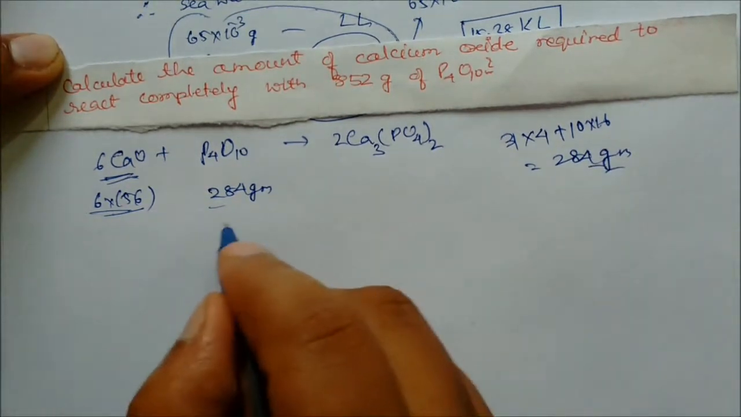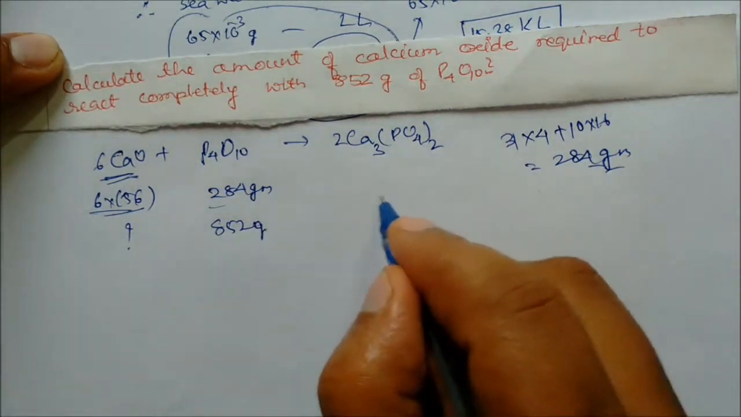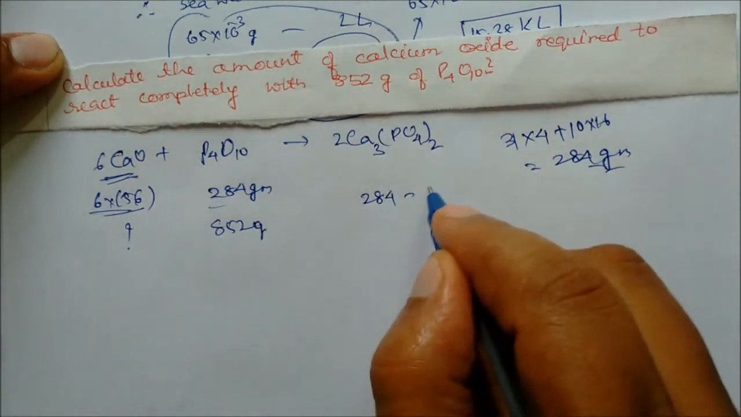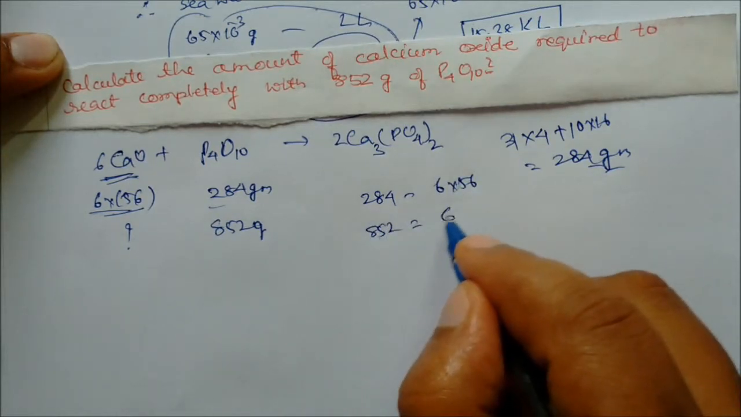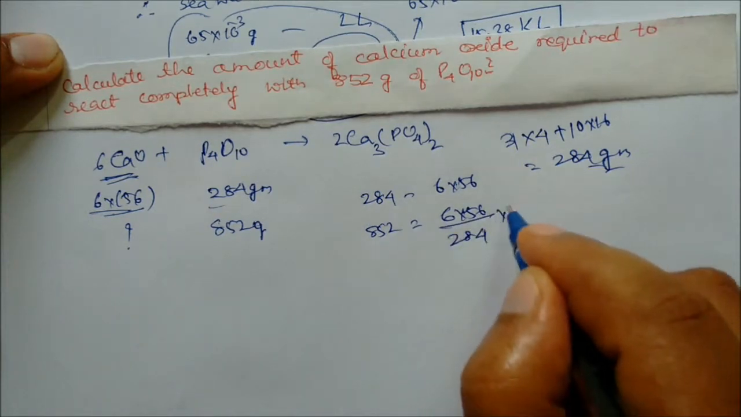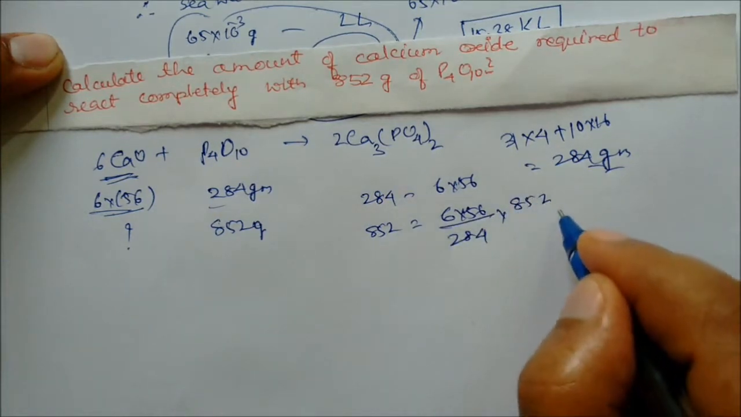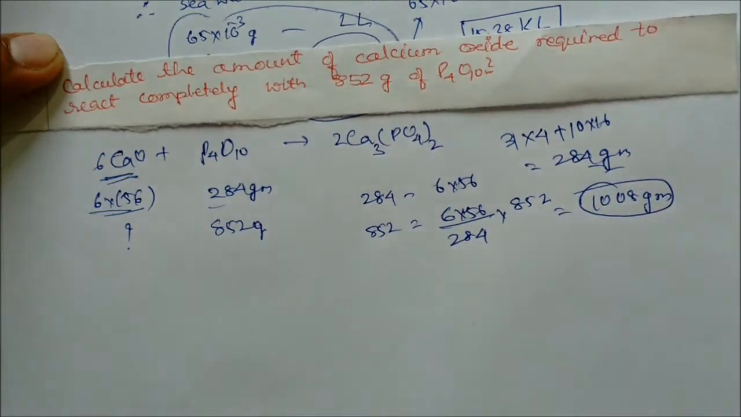So for 852 grams, how much calcium oxide is required? It is very simple. For 284 we require 6 into 56, so for 852 we require 6 into 56 divided by 284 multiplied by 852. On solving we will get 108 grams. So this is our answer.